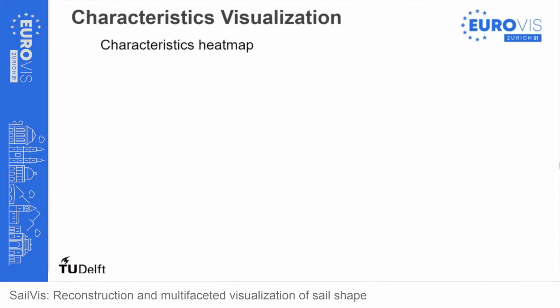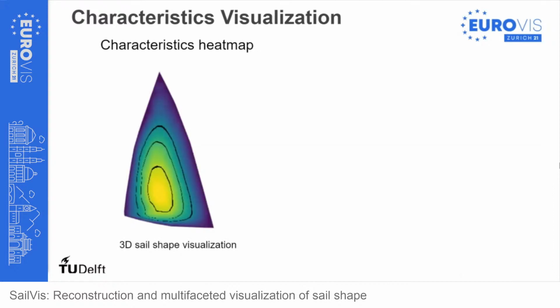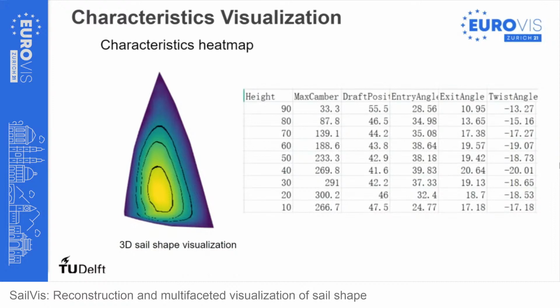The next one is the characteristic visualization. From the 3D cell shape visualization, we can have an overview of the camber on the cell. However, there are different characteristics of the cell shape that are very important. Here is a table of these characteristic data on the cell cross-sections at the position from 10% to 90% of the cell height.